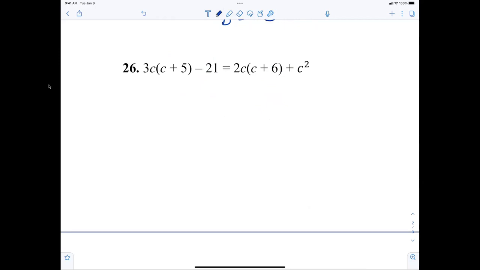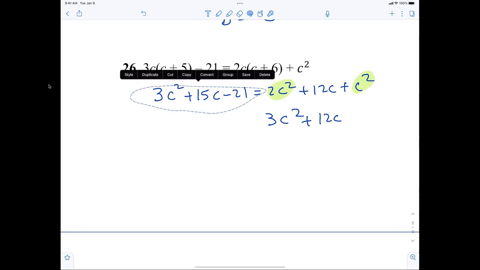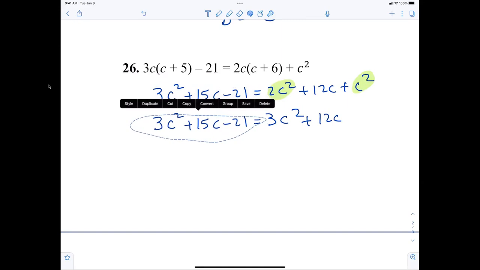I'm ready. Mike, 3c cubed plus 3c squared plus 15c minus 21 equals 2c squared plus 12c plus c squared. Good. Now what's this? Combine them, so we get 3c squared, right? Everybody's good with that? Yeah, all the numbers are.